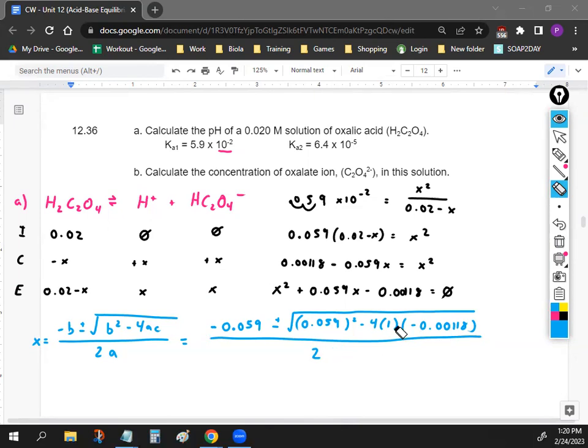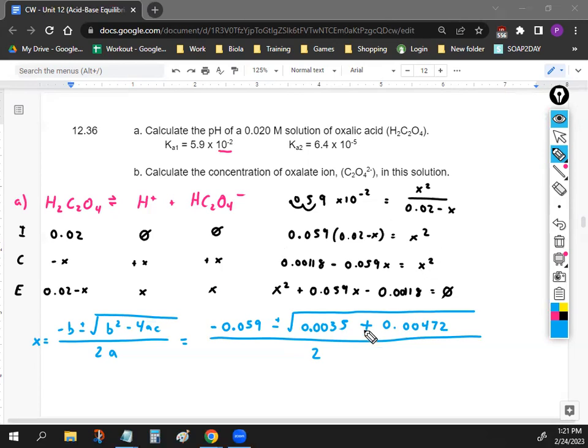No, I'm impartial. Yeah, we can get rid of the ones because we multiply by 1. Okay. Let's simplify the stuff inside. So 4 times 0.00118 is going to give us, right here, since it's a negative times a negative, it's gonna be a positive, so plus 0.00472. Okay. We're going to square 0.059. You're gonna get about 0.00035. And you're gonna add those two values up.